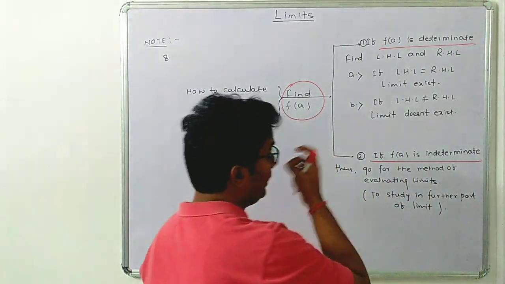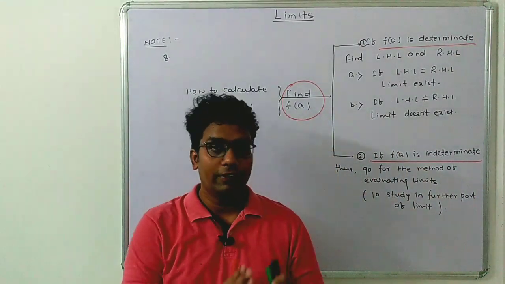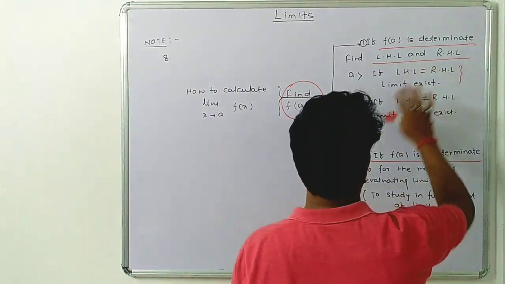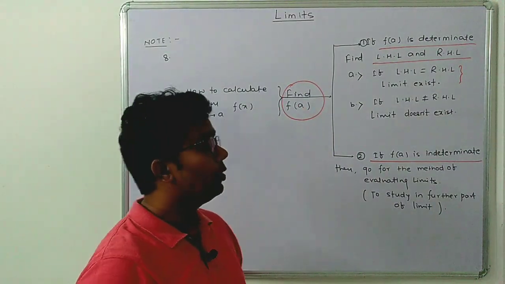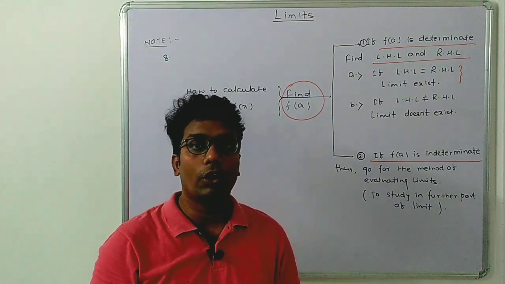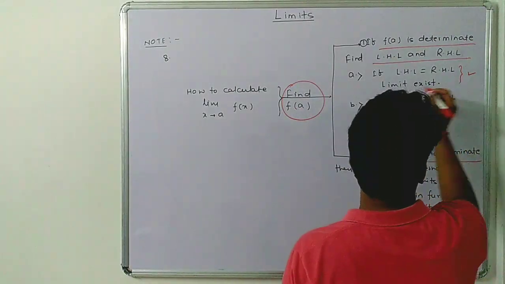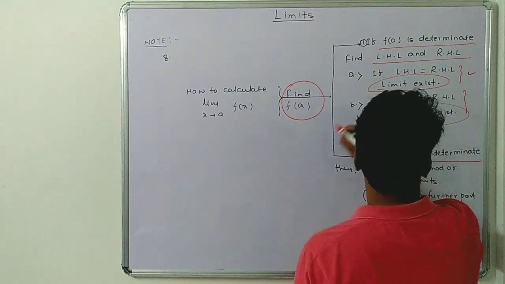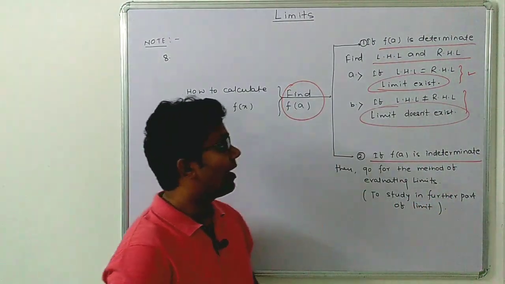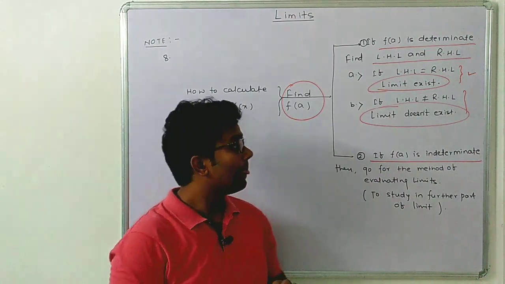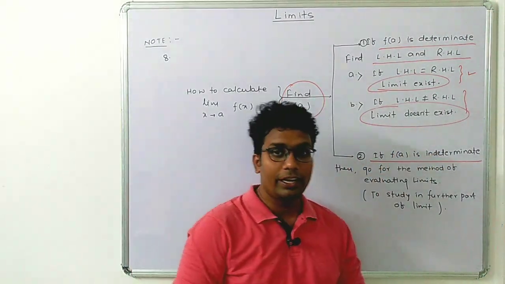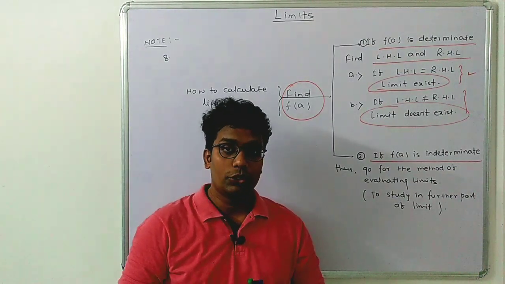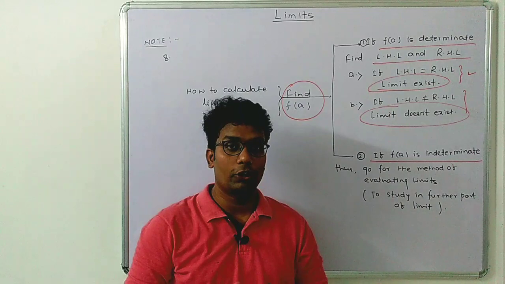When it is determinate, we have to find the left hand limit and the right hand limit. Once we find LHL and RHL, we check whether their values are equal or not equal. If they are equal, then we say that the limit exists, and if they are not equal, then we say that the limit does not exist. This is what we do when f of a is determinate, and when f of a is indeterminate, then we have to go for the methods of evaluation of limits that we will study in the further part of the limit chapter.